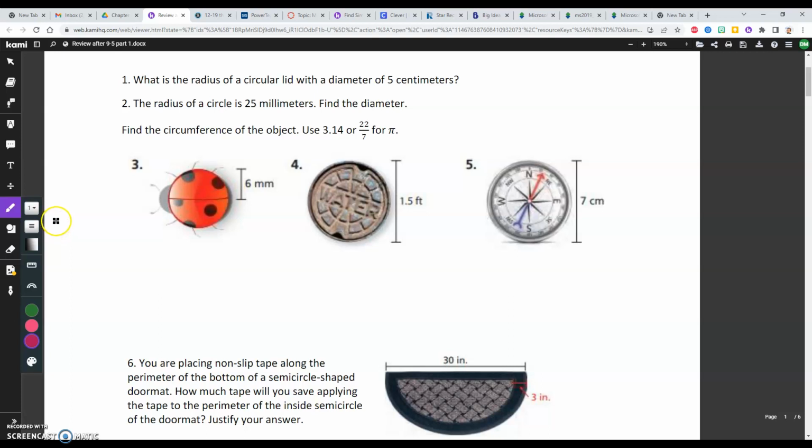We've got a couple problems here. The first one, you want to find the radius when given a diameter, so half the diameter is the radius, so we've got 1/2 of 5, which is 2.5 centimeters. This next one, the radius of a circle is 25 millimeters, so the diameter is twice the radius, so 2 times 25, which is 50 millimeters.